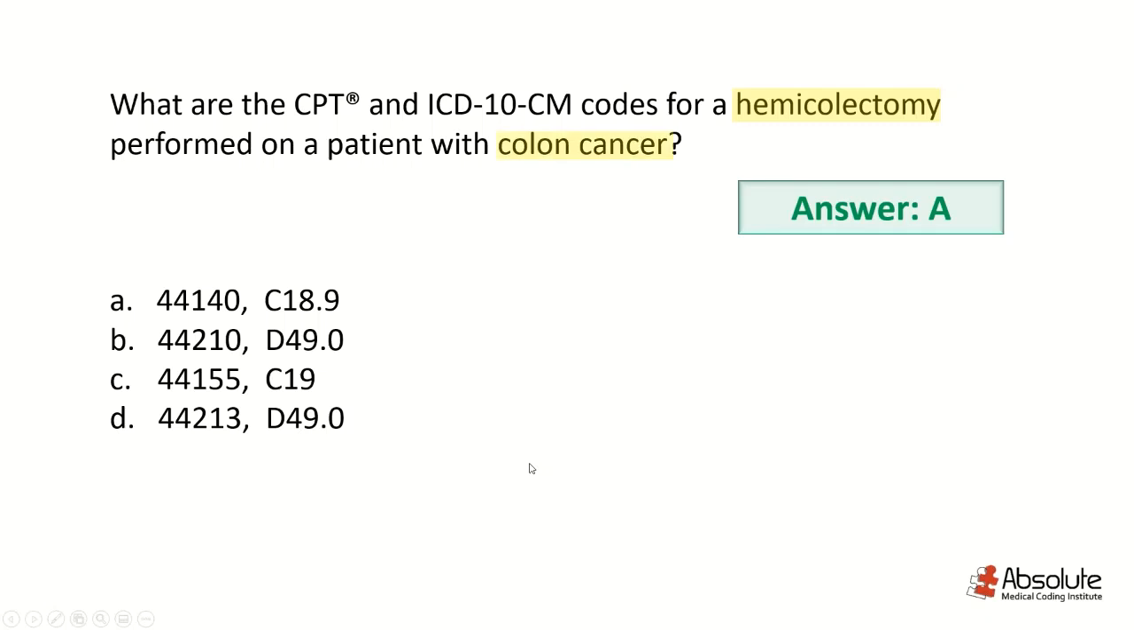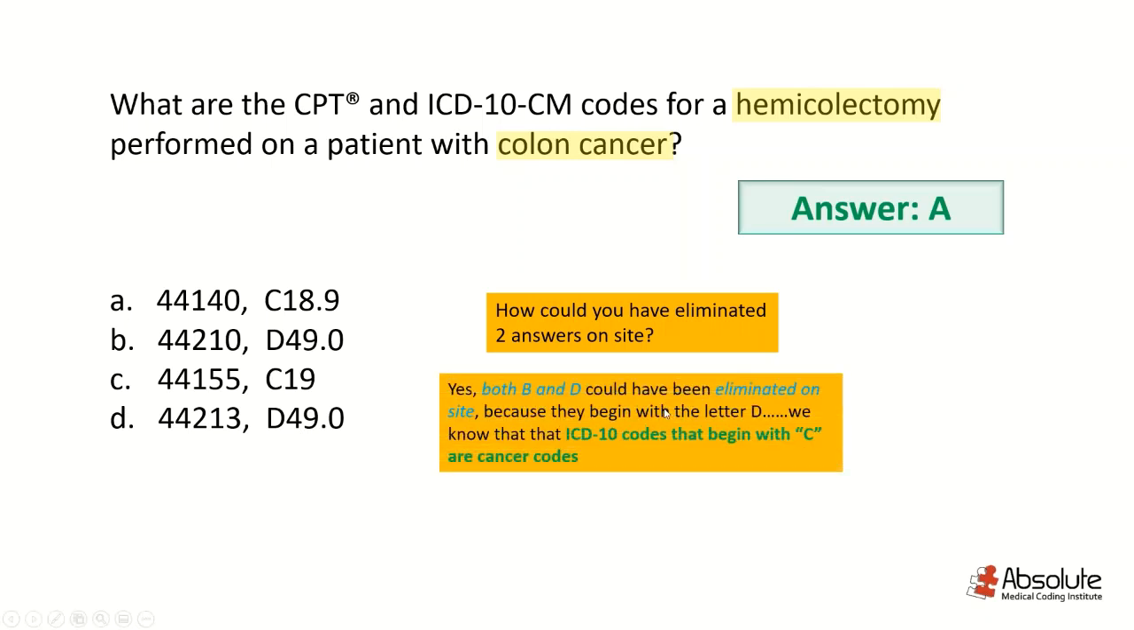We have the keyword of hemicolectomy, and this person has colon cancer. So, how could you have eliminated two answers on sight? Did any of you do that? Anybody eliminate it on sight without even opening the book to look at it? I'm going to tell you how you could have done that. Yes, there we go, Brittany. That's right. Both B and D could have been eliminated on sight.